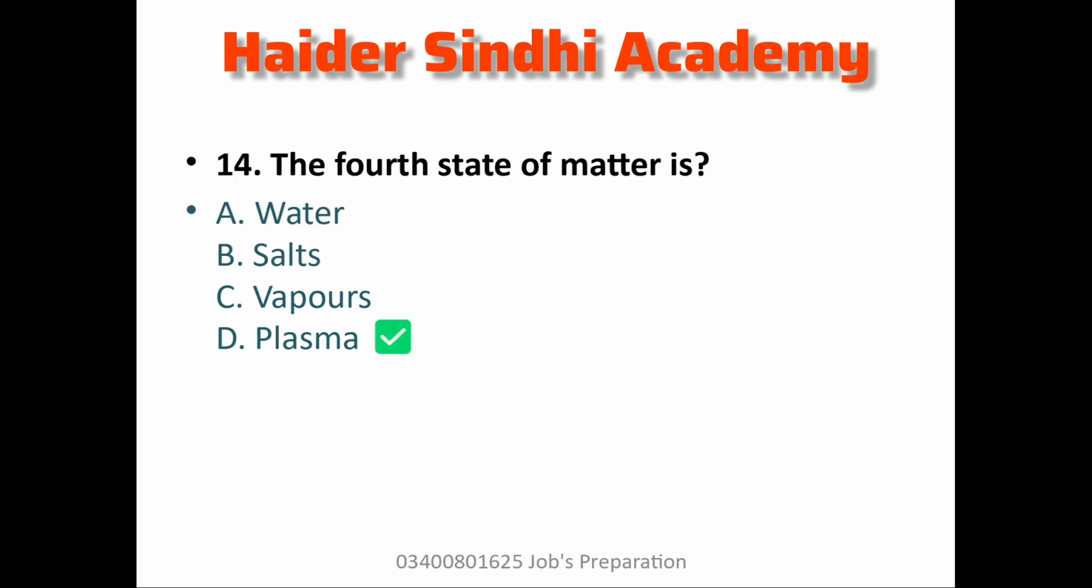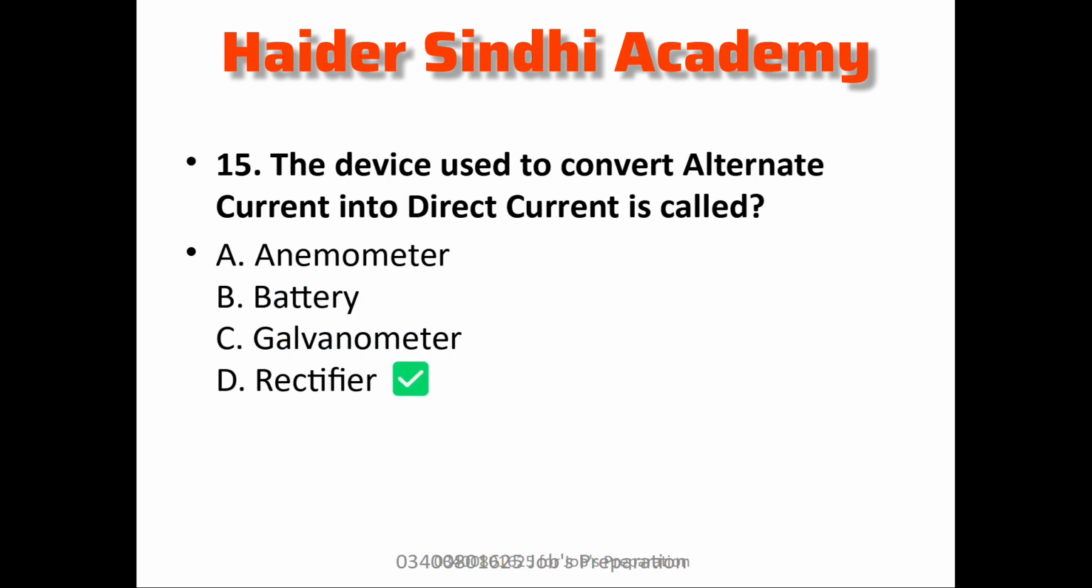The fourth state of matter is, the correct option is D, plasma. The first state of matter is solid, second liquid, third gas and fourth state of matter is plasma. The device which is used to convert AC current into DC current is called rectifier. AC current alternate current को डायरेक्ट करंट में कन्वर्ट करने के लिए रेक्टिफायर यूज होता है.